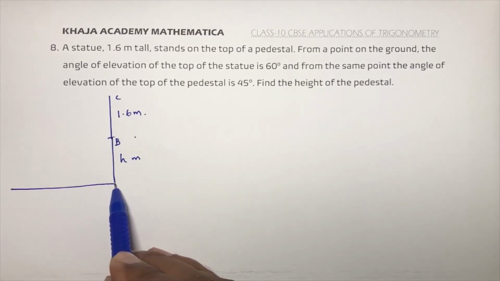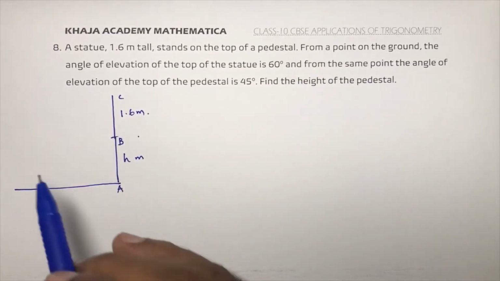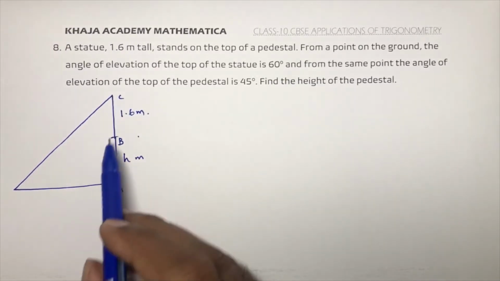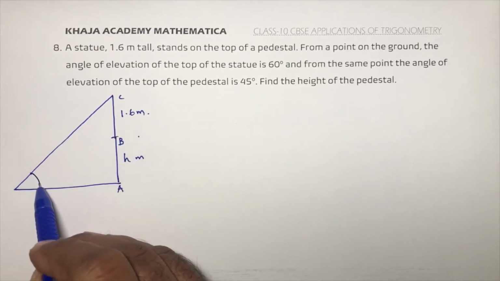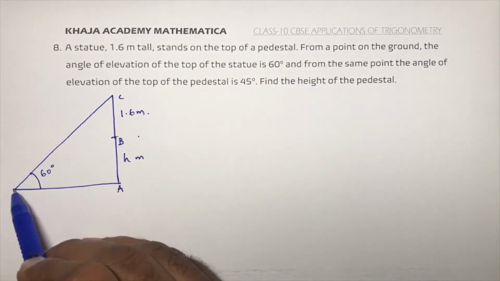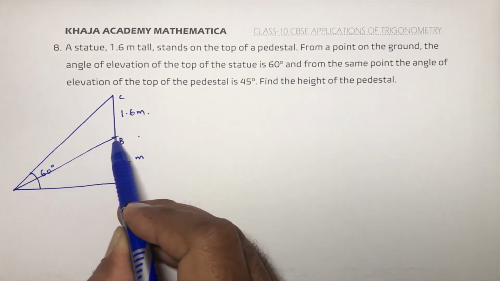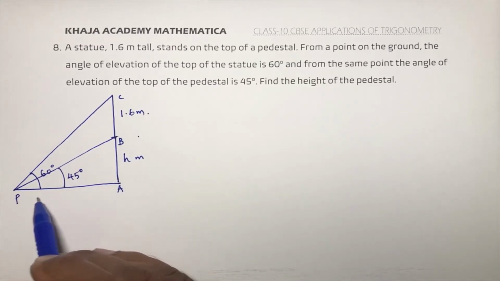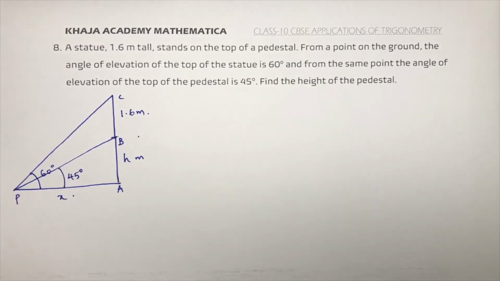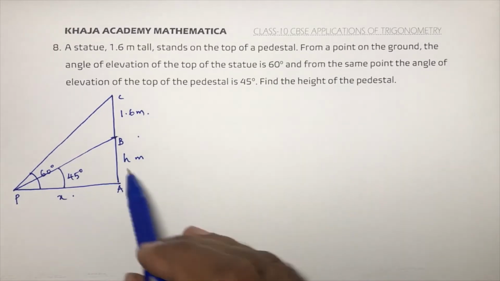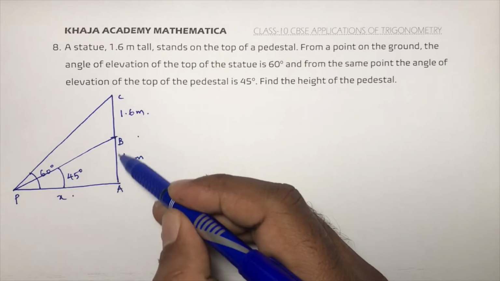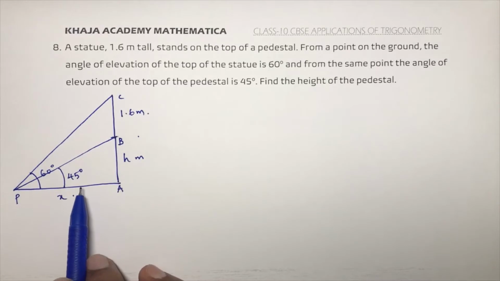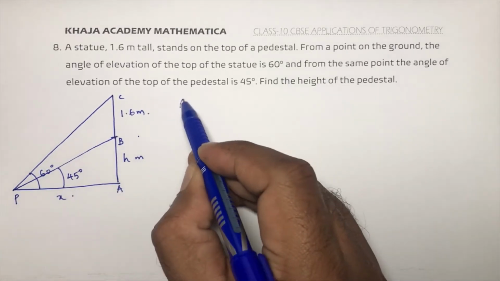From a point on the ground, the angle of elevation of the top of the statue, this is the statue, is 60 degrees, and from the same point the angle of elevation of the top of the pedestal is 45. This angle is 45. So we'll consider AP as x. We need to find the height of the pedestal, which is AB. AB is the pedestal. At the top of the pedestal there is a statue whose height is 1.6 meters. So I'll take triangle PAB.